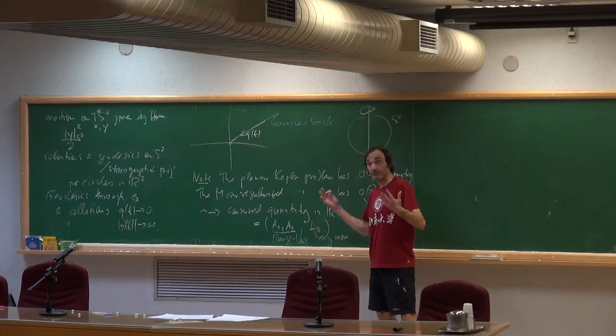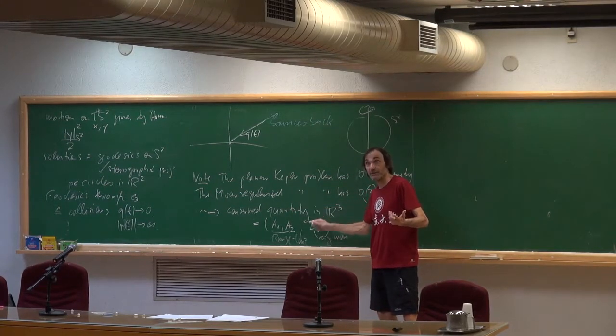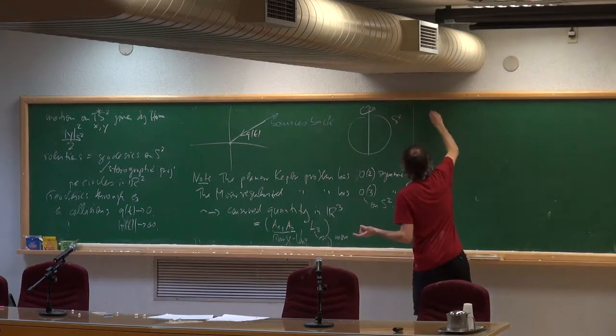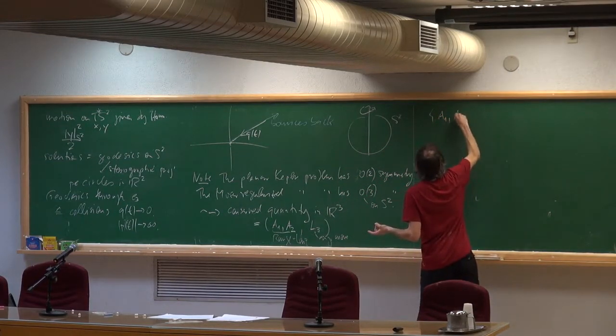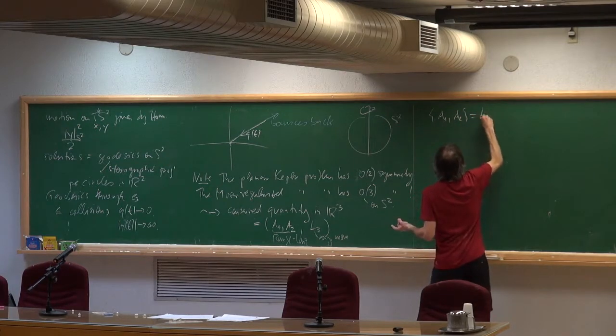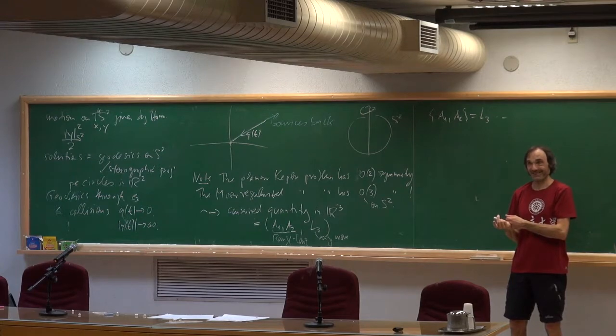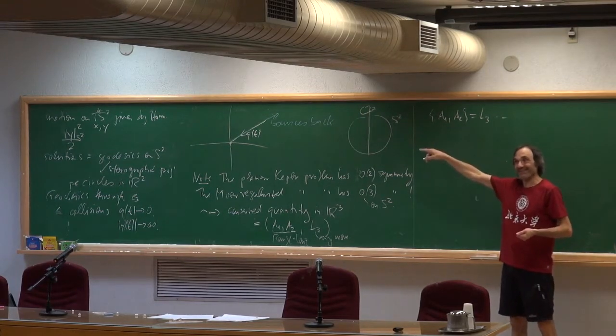They have the same commutation relations as three components of angular momentum would have, because they come from the same symmetry. So the commutation relation will be that A1, A2 will be A3, and so on, cyclically.